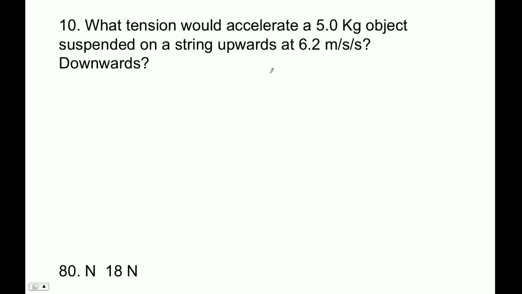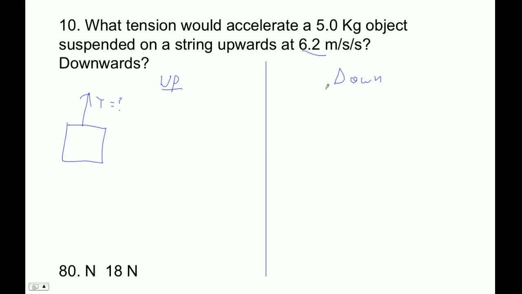Okay, so this is another problem, right? In this problem, we've got some object, a 5 kilogram object, and we're trying to find the tension, which would be the upward force. This thing is accelerating, let's say up here at 6.2 meters per second squared, and then here let's figure it out for accelerating down. All that's going to do is make this acceleration either positive for up or negative for down, but we'll set this thing up. So 5.0 kilograms.